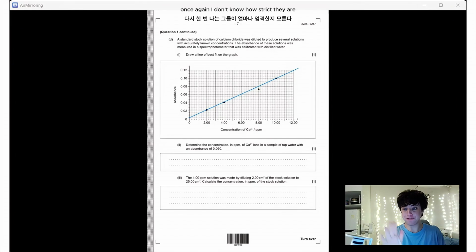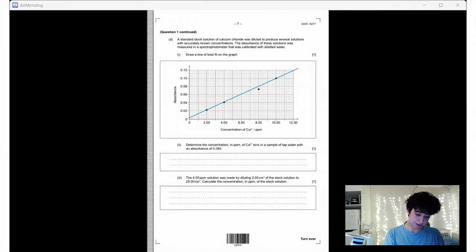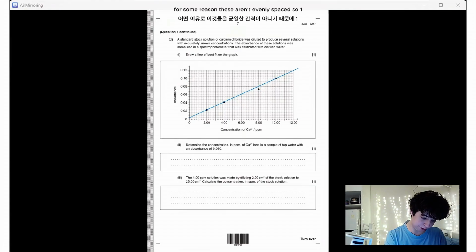Once again, I don't know how strict they are whenever they're marking these. Anyways, so part 2 is then determine the concentration for 0.09. So we're just going to go to our absorbance, not our concentration. Don't do what I did. Our absorbance, 0.09, which is in between 0.08 and 0.10. So for some reason, these aren't evenly spaced.